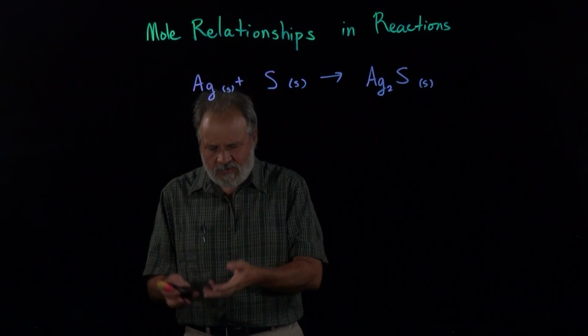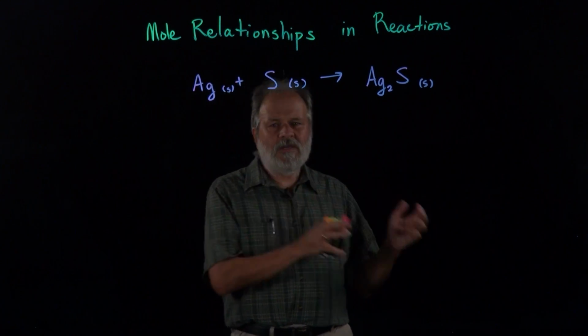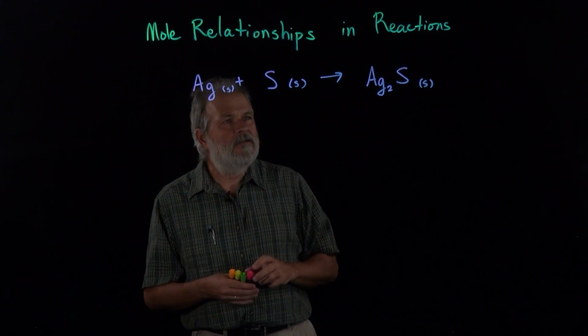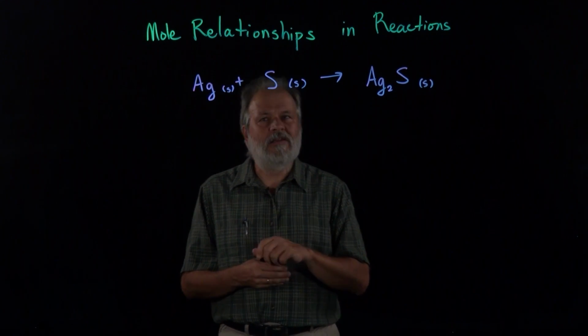That is to say, if I start with some silver and some sulfur, there'll be a certain mass of material, and when I'm done, it's exactly the same mass. We cannot create or destroy matter. We can lose some, but it doesn't just disappear on us and it doesn't come out of nowhere.